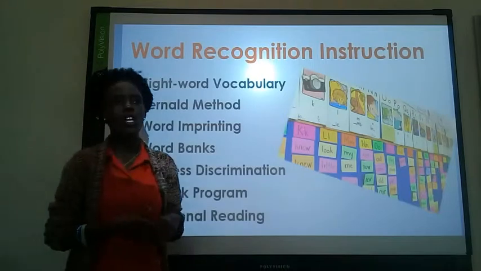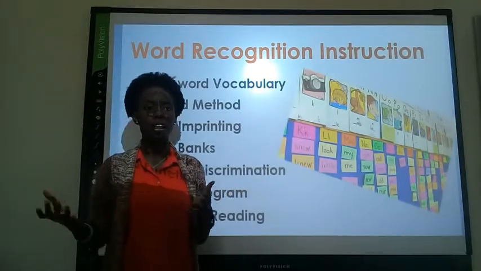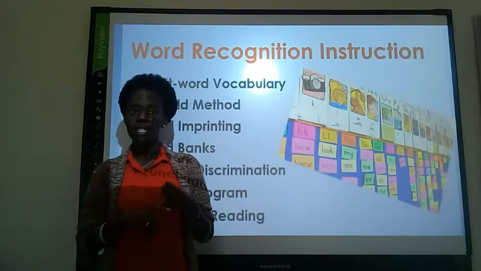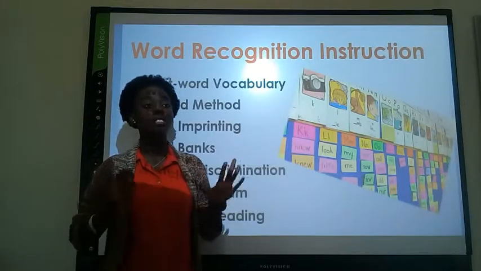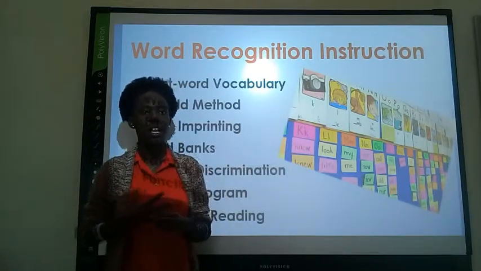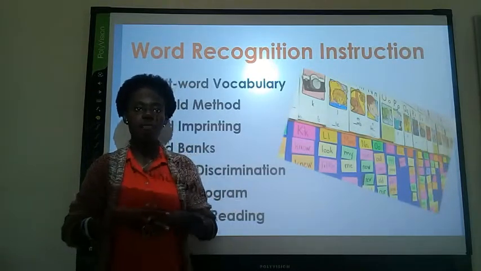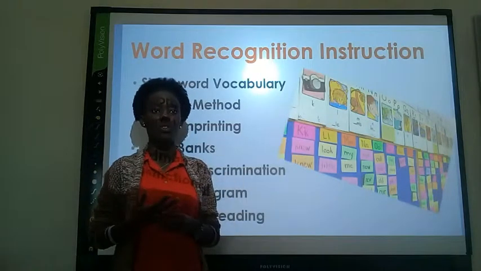Next is word imprinting. Now this is also like the Fernald method. It uses a multi-sensory approach, tactile and kinesthetic reinforcement. There are now 6 steps when it comes to this. Teachers would say the word and repeat it. They talk about the meaning, you use this word in a sentence, you discuss it with your student.